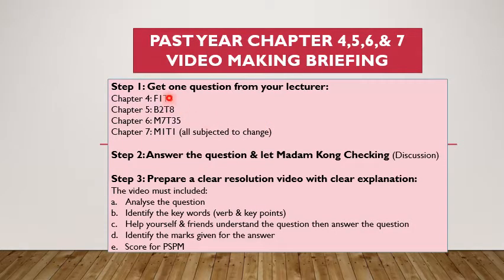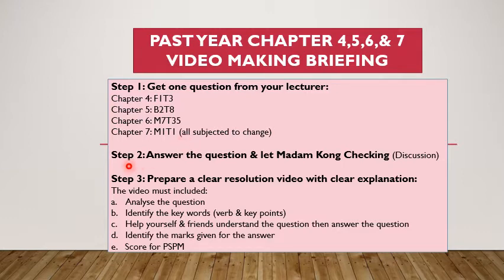So, step 1, everyone will get one question from me. And then there are 4 chapters. Chapter 1 F1T3, Chapter 5 P2T8, Chapter 6 M7035, and then Chapter 7 N1T1. All subjected to change. Most of you will get one answer. Who knows? Maybe you are the lucky one, will get 2 or 3.